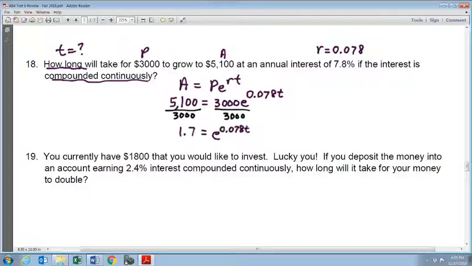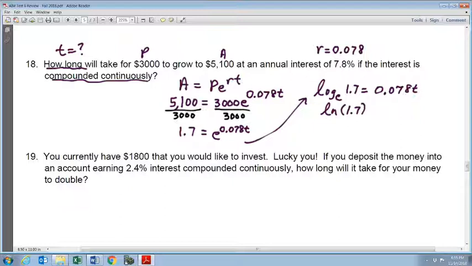When we do that, we get 1.7 equals e to the 0.078t. Let's change to log form now. So the base here is e. It's log base e of 1.7 equals our exponent, 0.078t. We don't normally write natural logs this way. We use ln of 1.7. So let's divide each side by 0.078. And when you put that into your calculator, you should get 6.8.